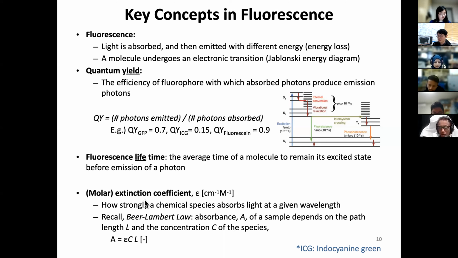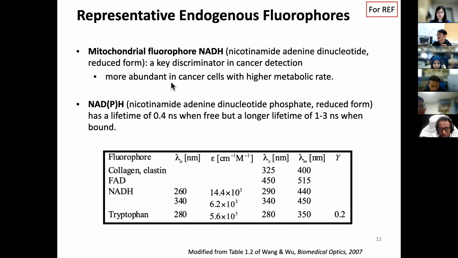And finally, the molar extinction coefficient. As we learned from the Beer-Lambert law, the extinction coefficient is how strongly a chemical species absorbs light at a given wavelength. That epsilon is defined per unit length per unit concentration. So if you multiply by the concentration and the length, you will get the absorbance. All right.